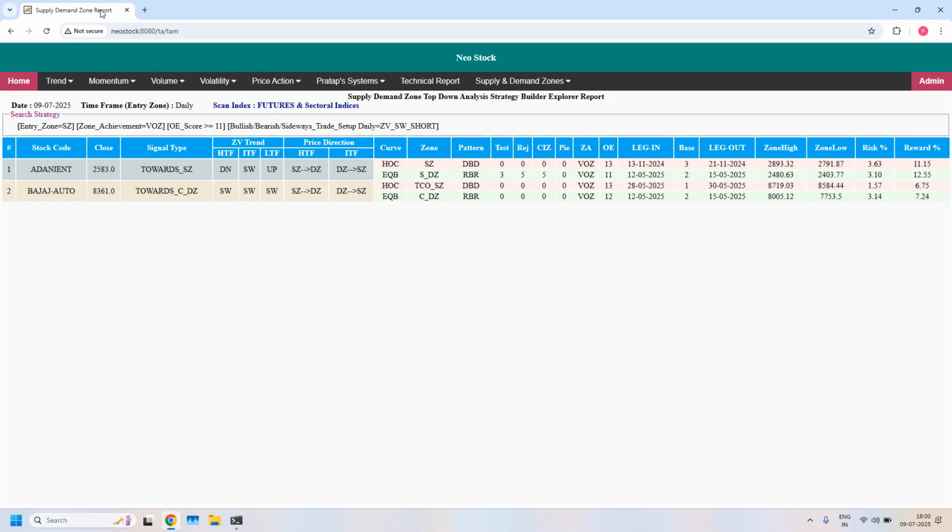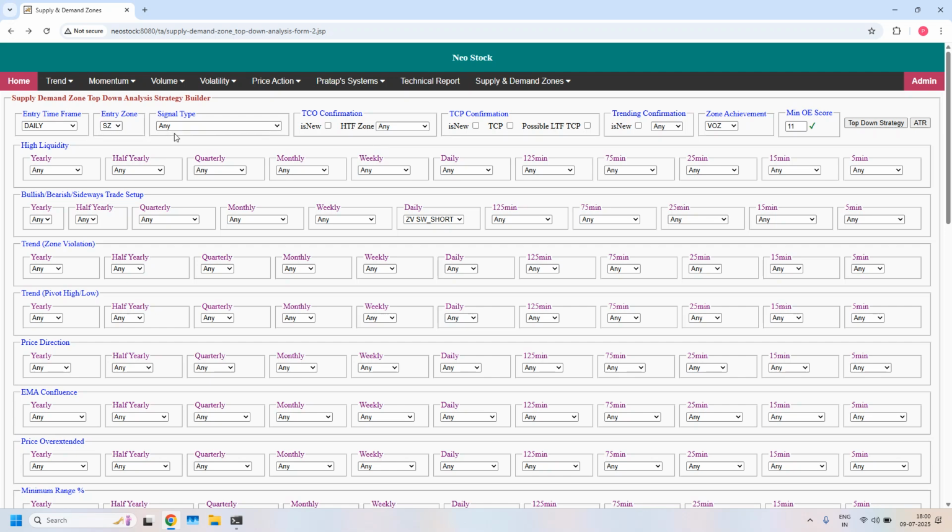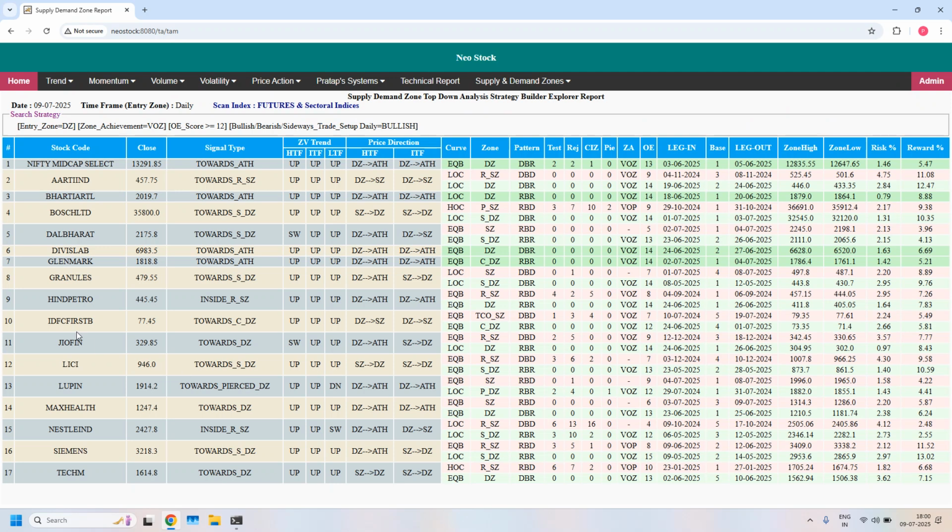Next, bullish trade setup for monthly income trade. The changes are daily demand zone, and here bullish. And also one more change, minimum odd enhancer score should be 12. Let us filter. We got 17 stocks. They are supporting bullish trade setup for monthly income trade, and entry time frame zones are daily demand zones. All these are daily demand zones. So total 17 stocks we got.